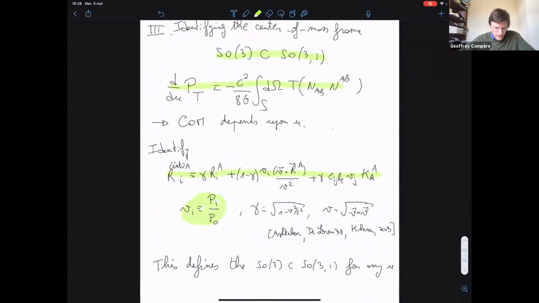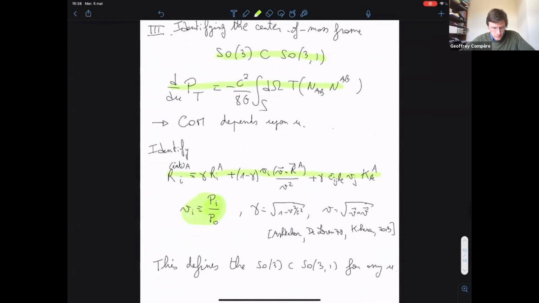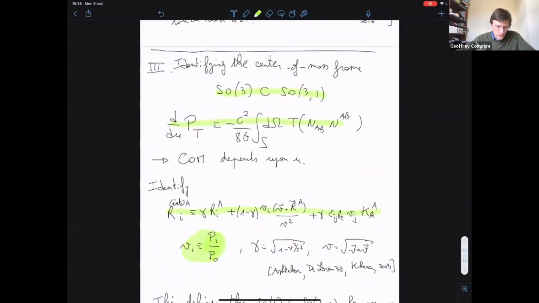So this definition of the vector is non-local, because the momentum is defined in a non-local way. This is defined as an integral over the sphere. And so this vector becomes a non-local definition. So to be able to isolate the center of mass frame, we need some non-locality.